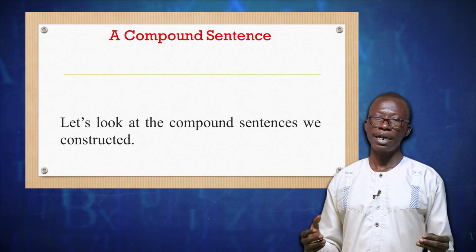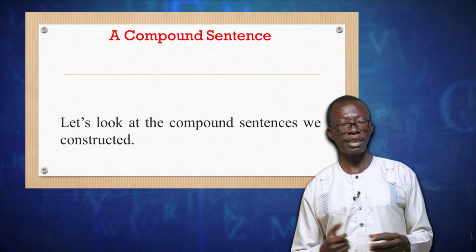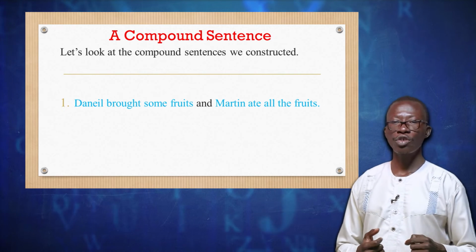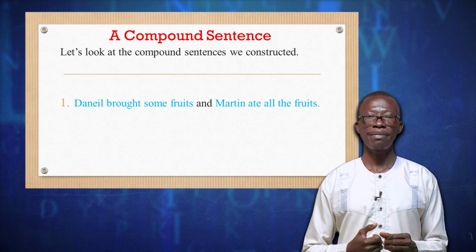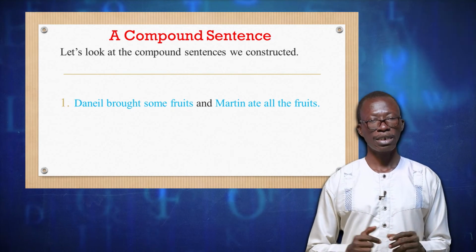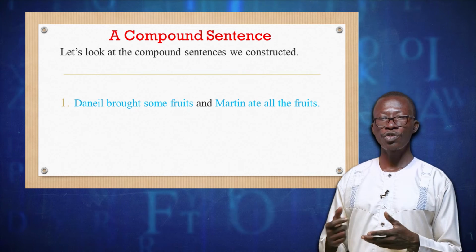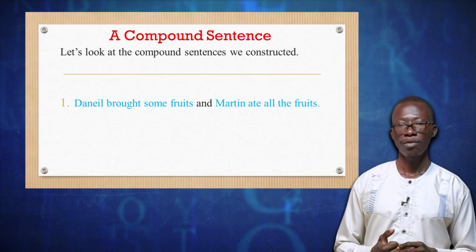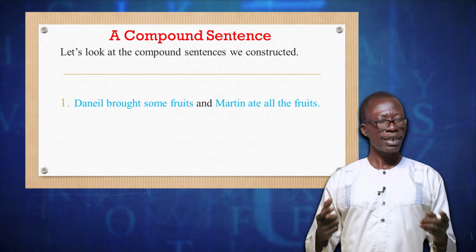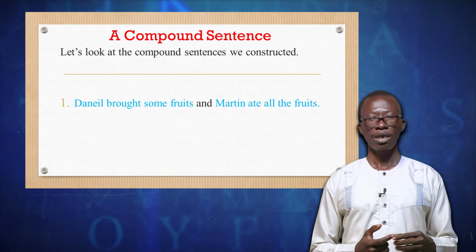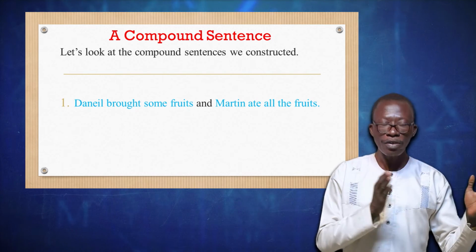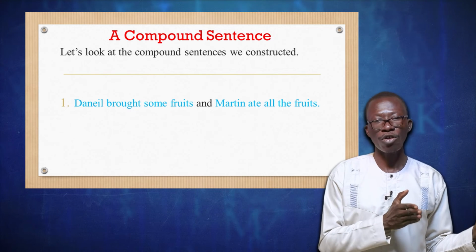Let's look at the compound sentences we constructed. The first one we had was: Daniel brought some fruit and Martin ate all the fruits. In this sentence, the speaker put equal weighting on the two independent clauses.